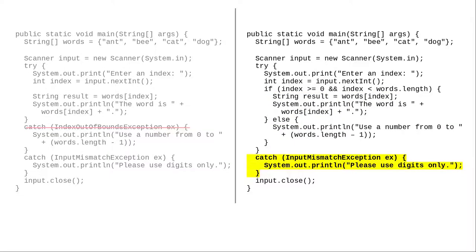What about the input mismatch exception? I'm keeping that one in both programs, because testing for whether an input string is actually a number isn't something you can handle with a simple if condition.